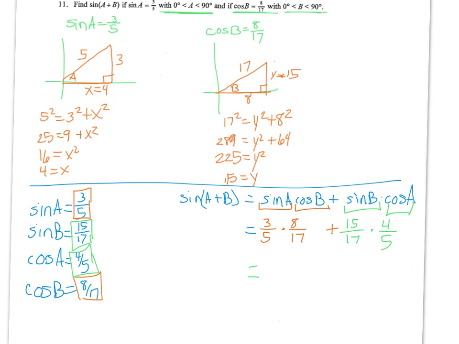Multiplying our fractions together, 3 times 8 gets us 24. 5 times 17 gets us 85. Plus 15 times 4 is 60, divided by 17 times 5, which is 85. Combining those two fractions, we end up with 84 over 85. And that is your final answer because that fraction cannot be reduced. And that completes the Unit 11 test review guide.